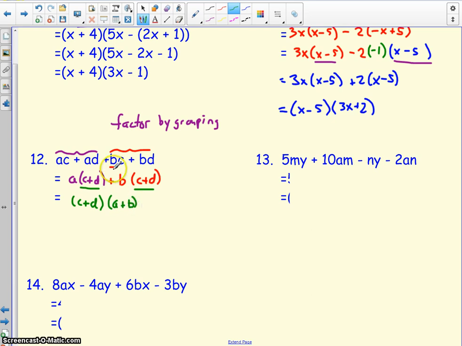Now, again, grouping doesn't always work, but it's definitely worth a shot if we see 4 terms and nothing in common between all 4 of them. So we're going to continue this in the next part of the video. Please try 13 and 14 on your own, and we'll see you over there.